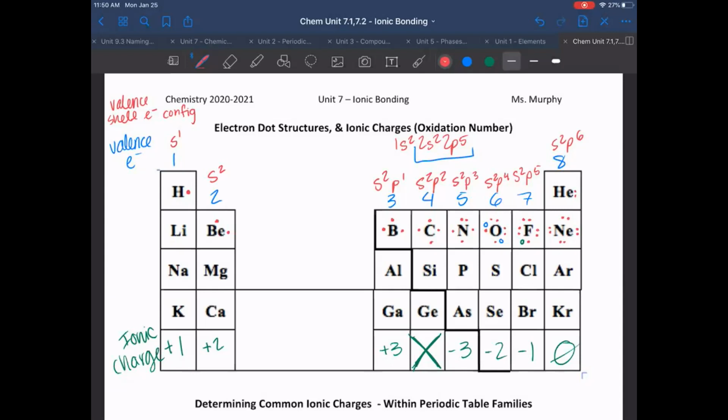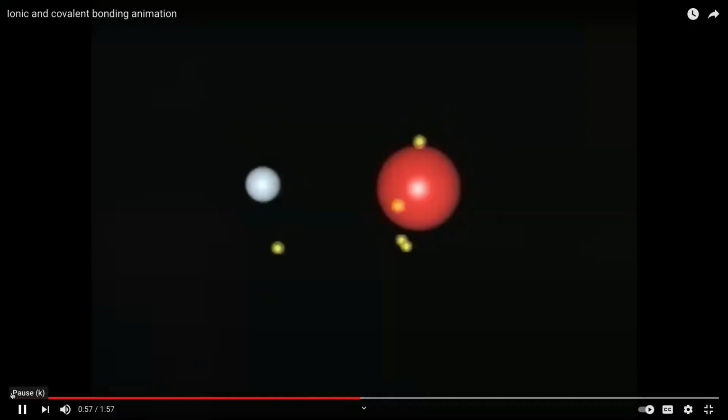Also, from last unit, could you guys tell me about a periodic trend with the non-metals? What was fluorine? What did it have the largest value of? Exactly. Electronegativity. What is electronegativity? It's attraction of what? Electrons. So it makes sense that these atoms that really want electrons are going to gain them. So I'm giving you guys some more tools to think about for this.